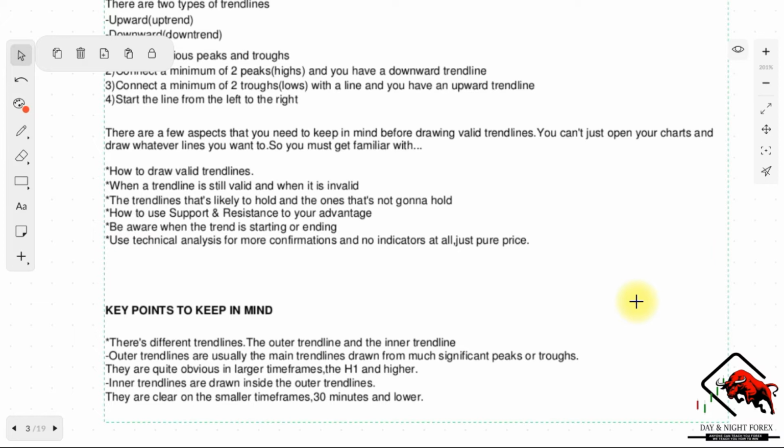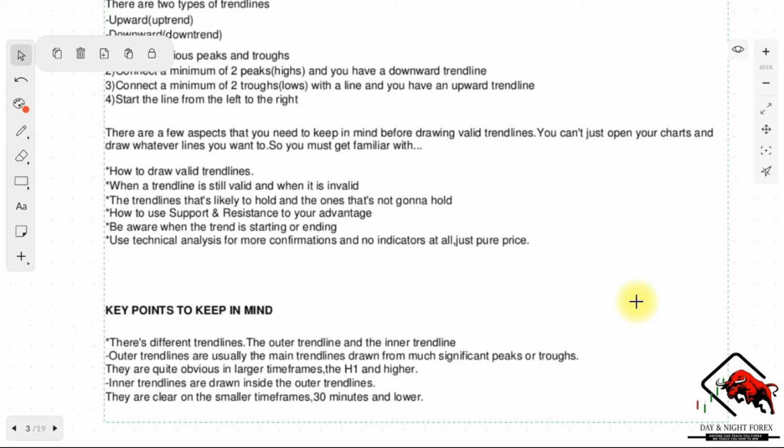So the outer trend lines are usually the main trend lines, drawn from much more significant peaks or troughs, as I just showed you right now. These are actually quite obvious in larger time frames, especially the H1 and going higher, right? So the 4 hour, the daily, and the weekly, as we recommend that you start analyzing the market using those bigger time frames. And then we have what we call the inner trend lines.